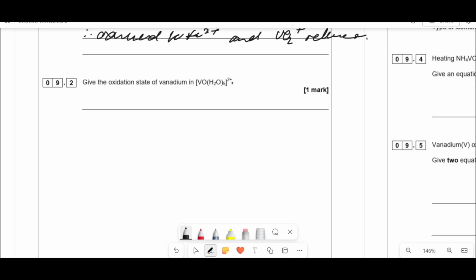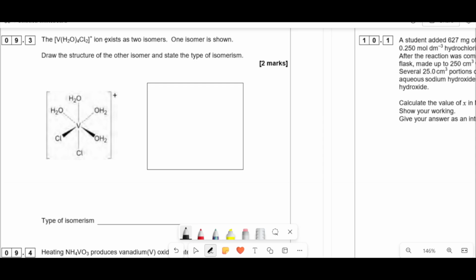Now it says give the oxidation state of vanadium in this thing here. So it's VO, H2O. So that's got overall nothing here. We know it's 2 plus, so we know that it's minus 2. So it's going to be something minus 2 gives you plus 2. It says before, this ion exists as 2 isomers, one of them shown below. What's the other one? And state the type of isomerism.